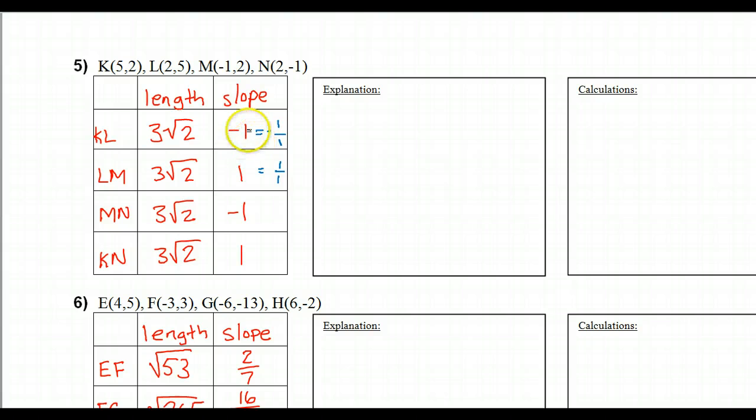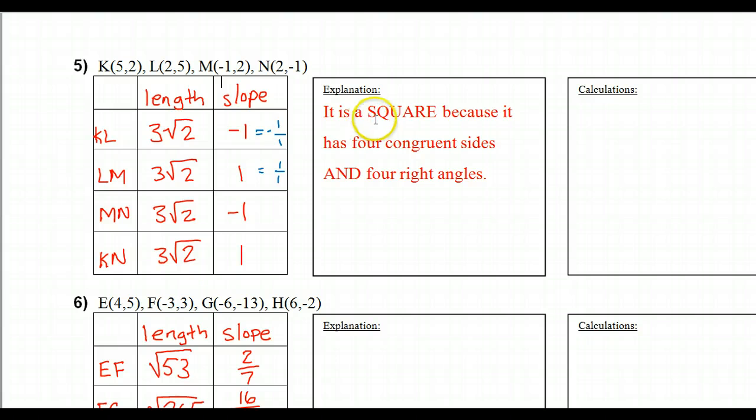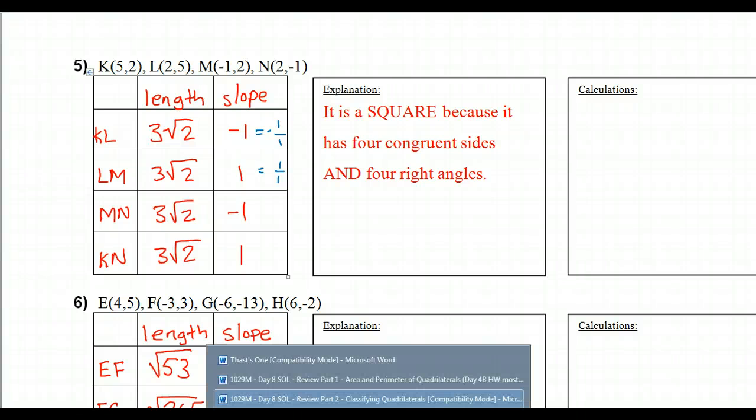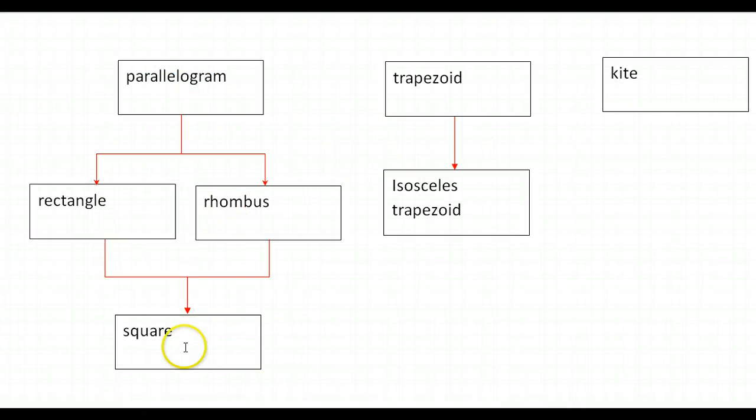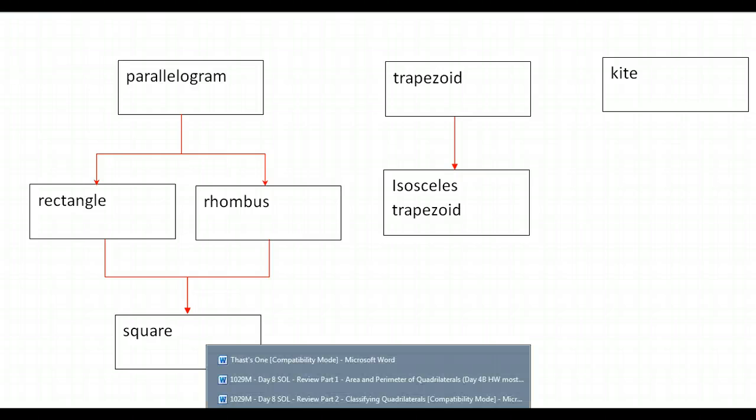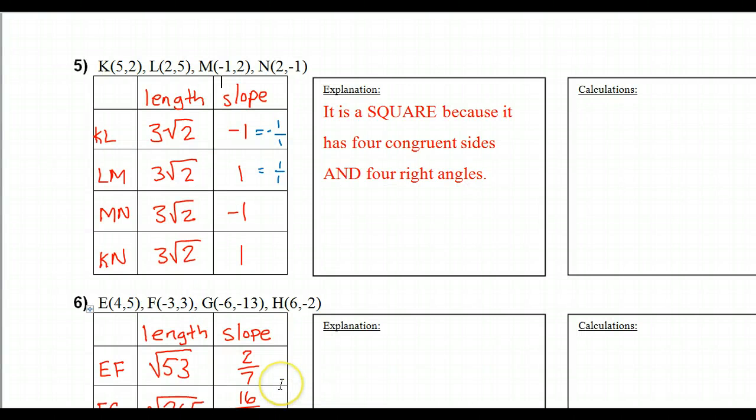Please note, if this had been like -5 and 5, this would not be a square, because the reciprocal of 5 is 1/5. This only works for the number 1. Anyway, here comes the explanation. It is a square because it has 4 congruent sides and 4 right angles. Okay, notice we do not have to go ahead and say why it's not something else, because square is the end of the line. There's nothing more specific than a square. Let's go on to the next one.